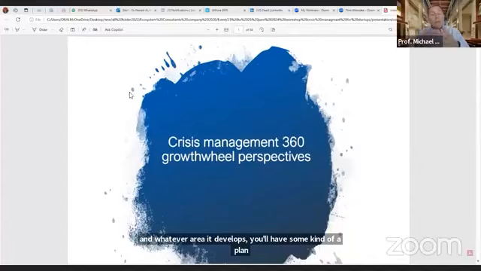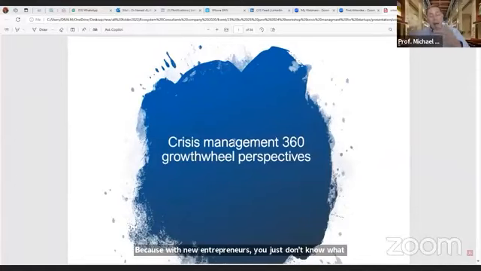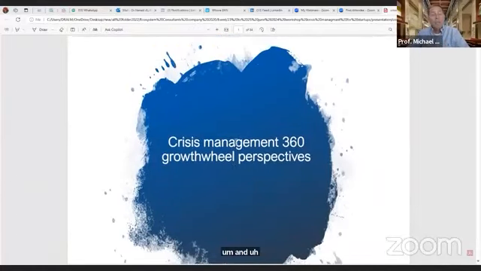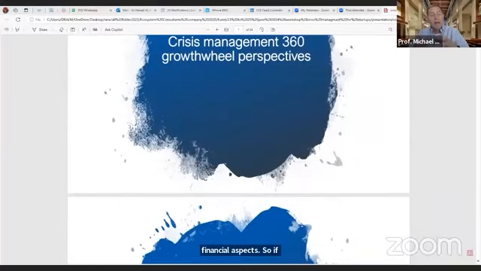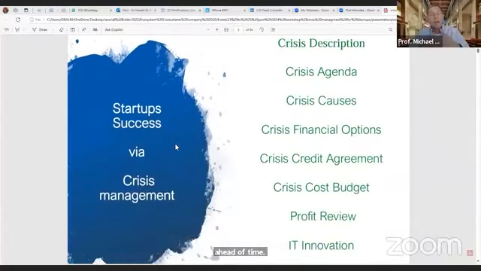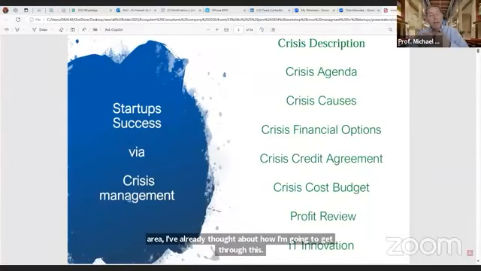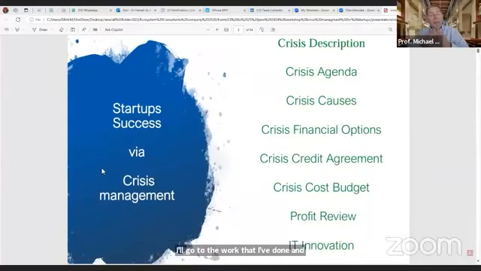Because with new entrepreneurs, you just don't know what crises are going to pop up, and how quickly you're going to have to solve them. Many of the crises, I think, have to do with financial aspects. So if you lay out something like this ahead of time, you'll say, well, if a financial crisis exists in this area, I've already thought about how I'm going to get through this. I'll go to the work that I've done, and I'll follow the agenda that I've set.